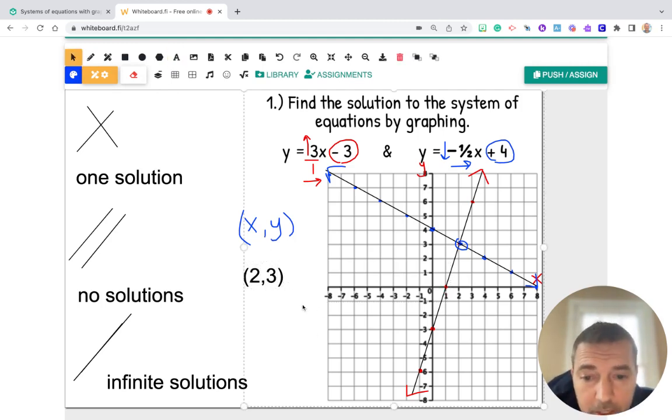Now, if I wanted to check it, I could take the 2 and plug it in for the x's in those equations, and I could take the 3 and plug it in for the y's, and it would make both of them equal. So that's one way you could check it if you wanted to, but this is correct, and that is the first solution.